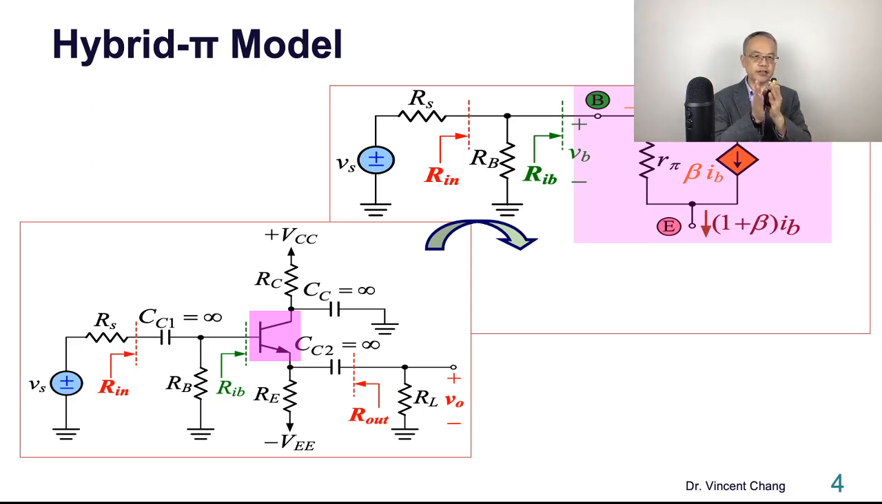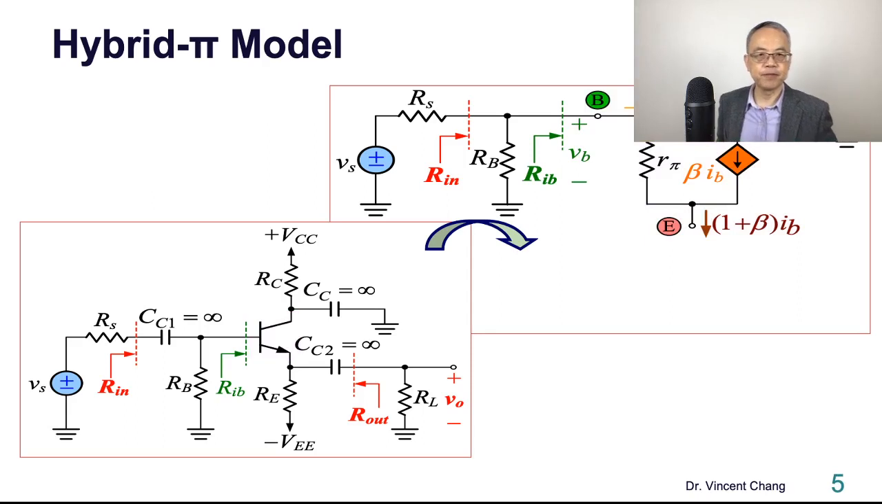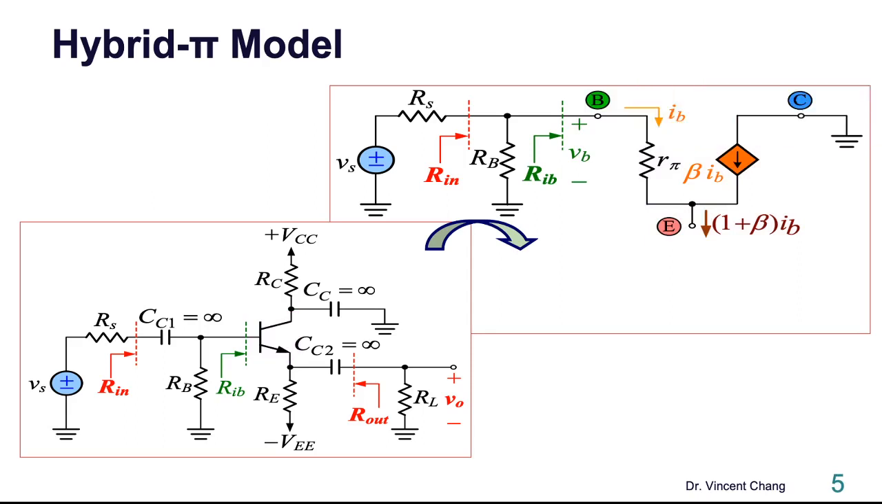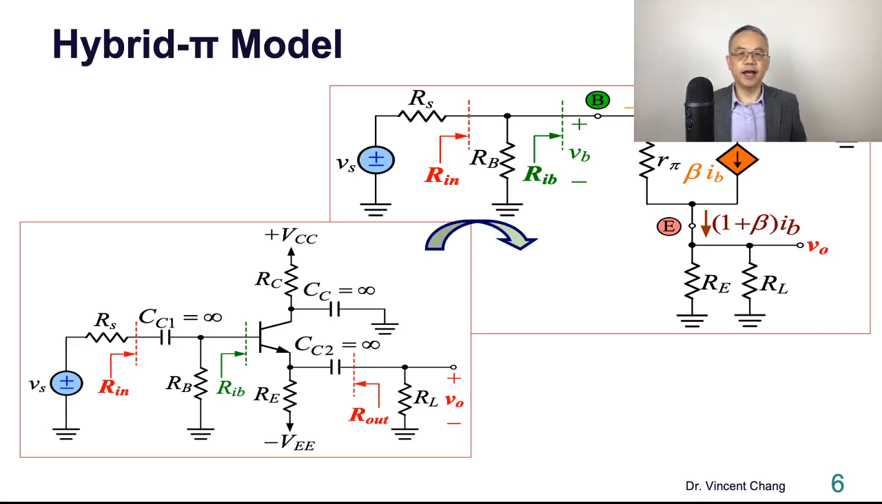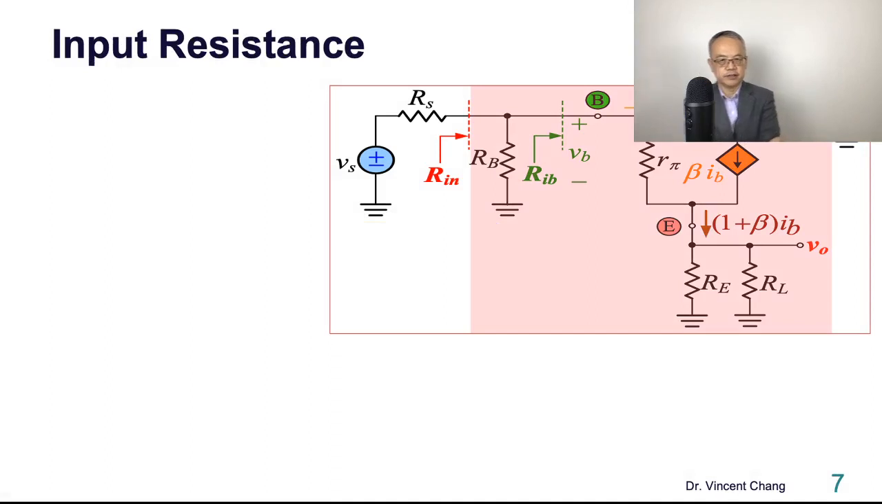And the emitter current is IB plus beta IB, equals (1 plus beta) times IB. And now the collector is AC grounded. And then a parallel combination of RE and RL is connected between the emitter and ground. The first parameter I want to ask about is the input resistance.